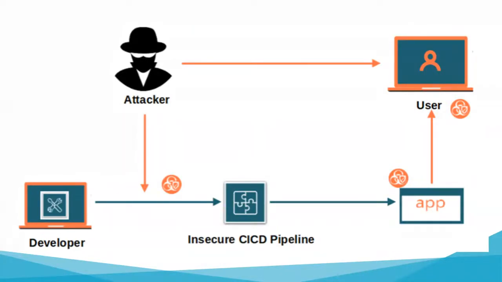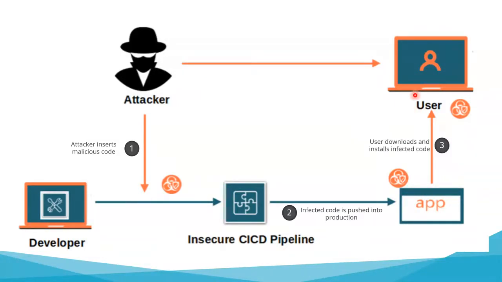Let us understand with the help of a scenario. In the following scenario, an attacker exploits an insecure CI/CD pipeline and installs malicious code to be distributed through the build and deploy process. So the attacker first identifies an organization's insecure CI/CD pipeline and installs malicious code in it. The infected code is then deployed to production. The attacker waits for this code to be accessed by the users. When a customer unknowingly downloads the application, he downloads the malicious code as well. The attacker then uses the malicious code to gain access to the customer's network.